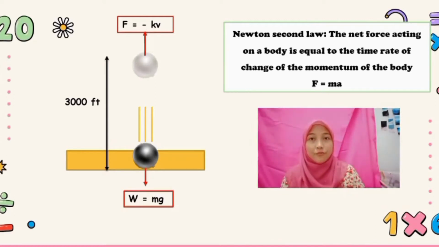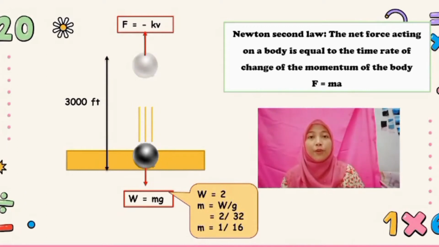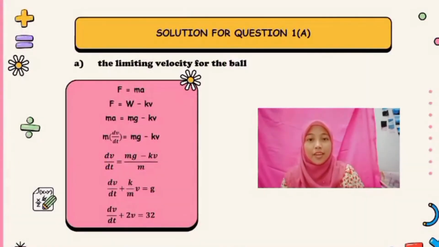Based on the question given, we already know that the weight is 2 pounds. So we can get the mass of the steel bar, which is 1 over 16 slug. Now, to find the solution for question 1A, which is the limiting velocity for the ball, we need to know the net force of the steel ball. The net force is F equal to W minus kV.